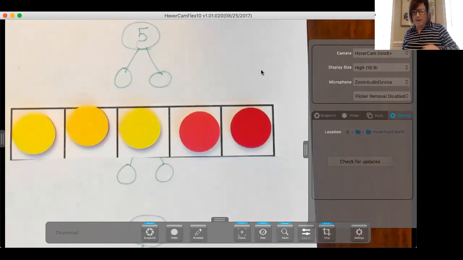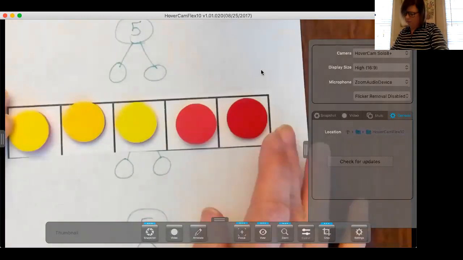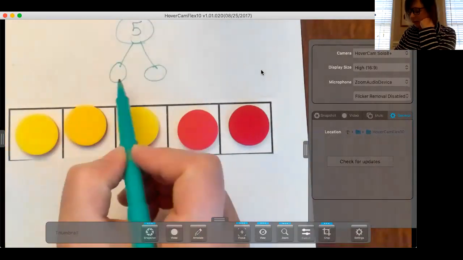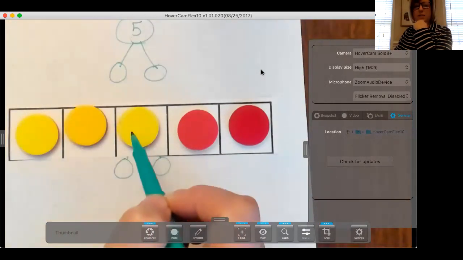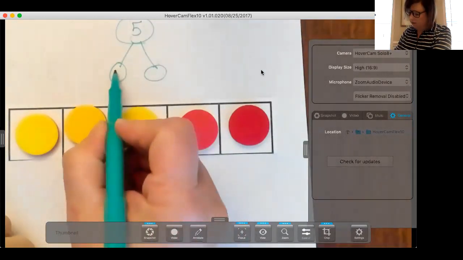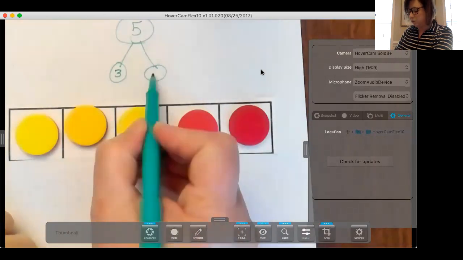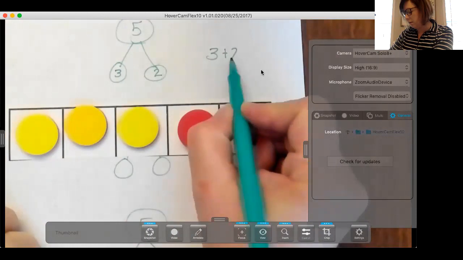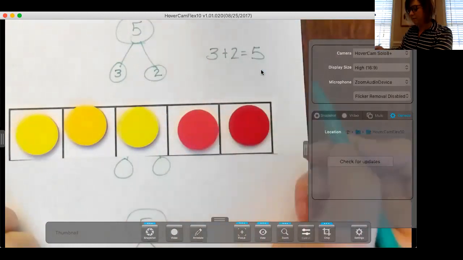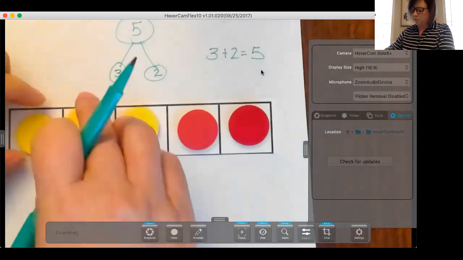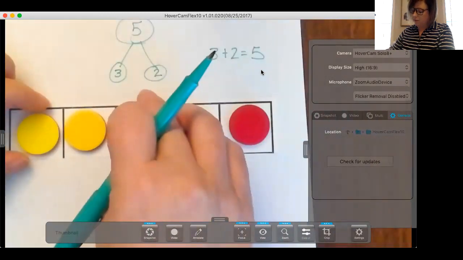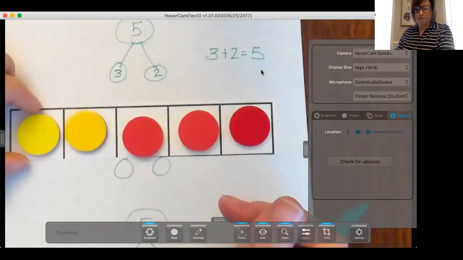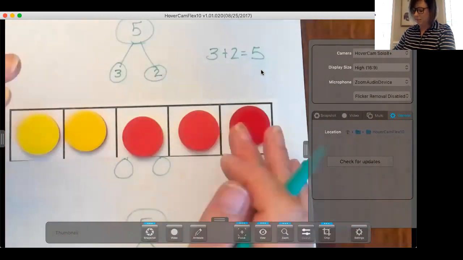All right, so back to this. All right, so what would I put in my bonds right here? How many yellows do you see? 3. And how many reds? 2. So 3 plus 2 equals 5. Okay, and we could flip them completely the opposite way. We could have 3 reds and 2 yellows make 5. Okay, it's the same sentence.